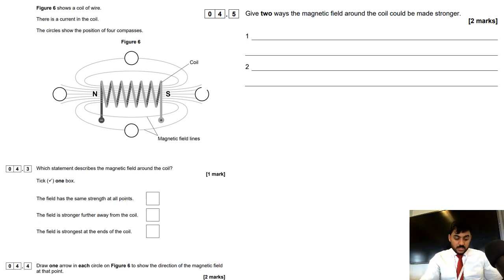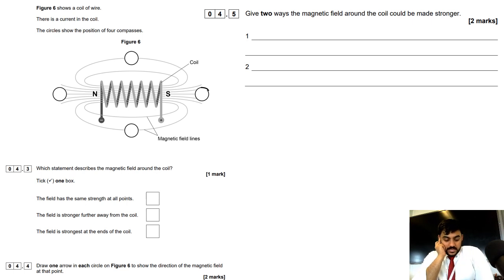Figure 6 shows a coil of wire. There is a current in the coil. The circles show the position of 4 compasses. All right, so there's 4 compasses put on the circle. Excuse this section because I think what I've done is I've pasted that question over it. Anyway, it should be a circle. Which statement describes the magnetic field around the coil?